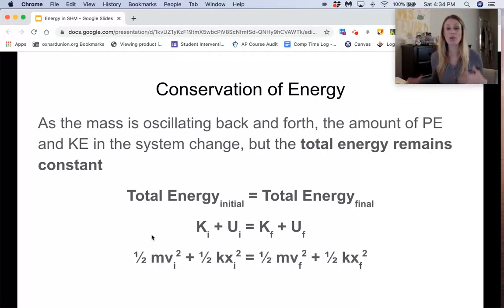energy. And then when we're talking about a mass on a spring, we can then plug in our kinetic energy equation and our elastic potential energy equation to get this right here. So you can use this equation in these simple harmonic motion problems with a mass on a spring.